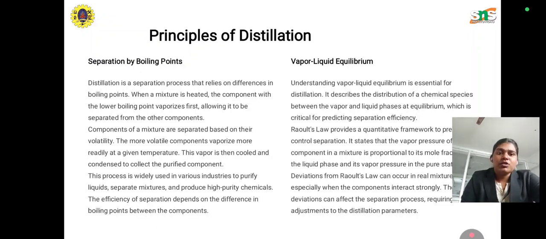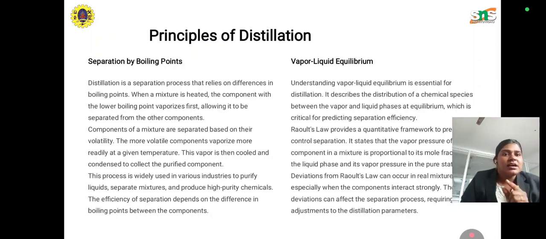So the components of the mixture are separated based on their volatility. The more volatile components vaporize more readily at a given temperature. The vapor is then cooled and condensed to collect the purified components. This process is widely used in various industries to purify liquids, separate mixtures and produce high quality chemicals. The efficiency of the separation depends on the difference in boiling points between the components.